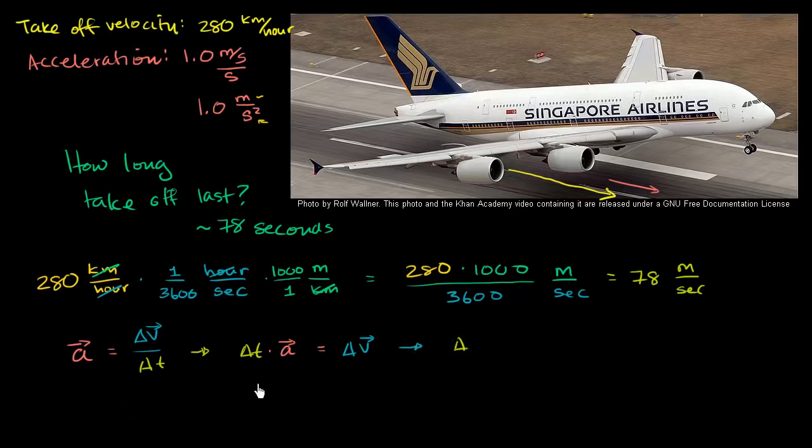I could go down here, but I just want to use all this real estate I have over here. Change in time is equal to change in velocity divided by acceleration. And in this situation, what is our change in velocity? Well, we're assuming we're starting off with a velocity of 0 meters per second, and we're getting up to 78 meters per second. So our change in velocity is 78 meters per second.